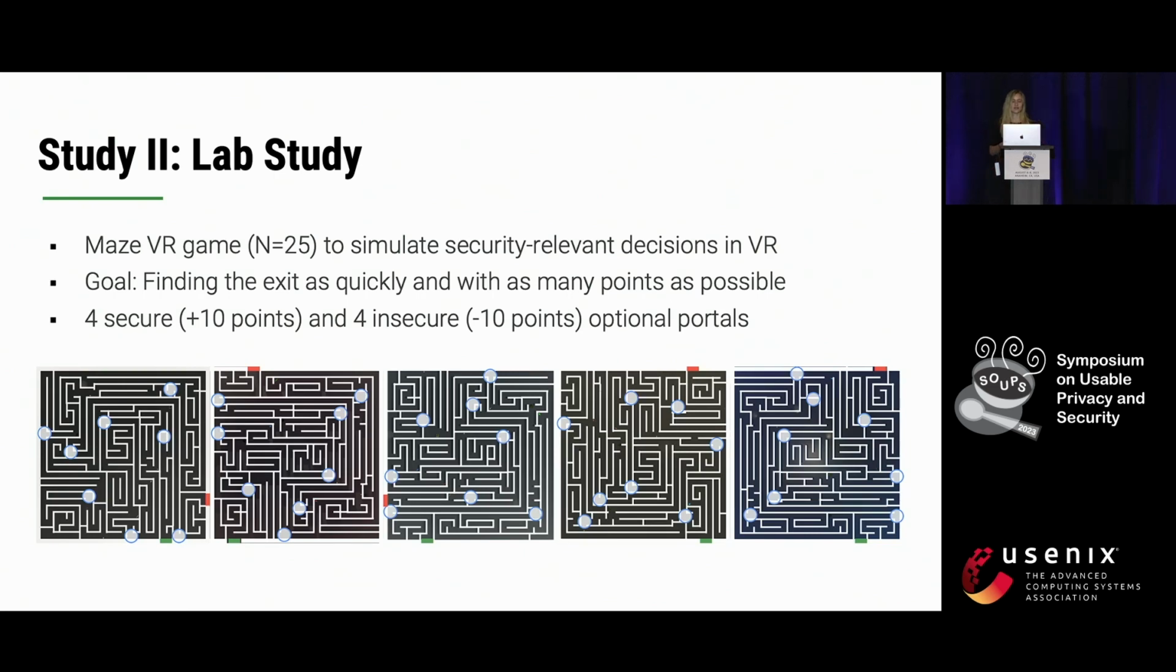We all know that security decisions are mostly not the primary focus of a user. So for that, we designed a Maze VR game where the users were supposed to find the exit as quickly as possible and with as many points as possible. We designed 5 different but similar mazes and distributed 4 secure and 4 insecure portals across each. You can see a screenshot of those mazes here. The portals are visualized via the circular shapes, and the exits and entrances are marked in red and green.